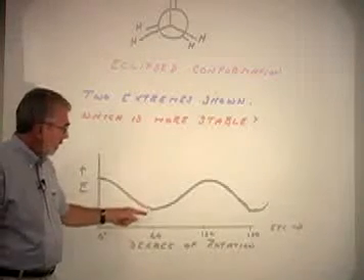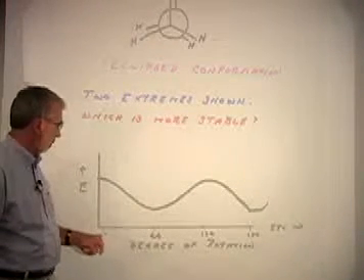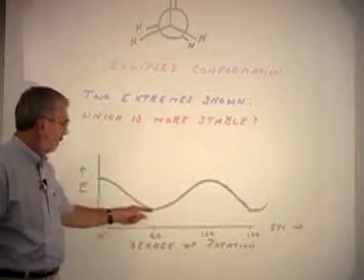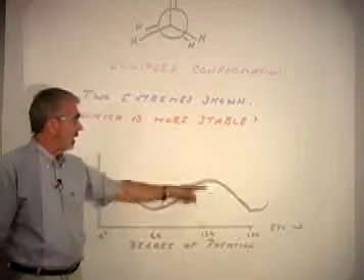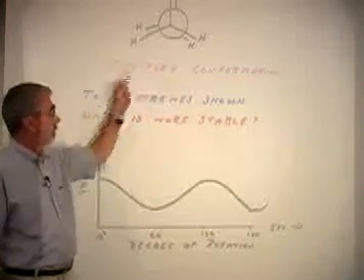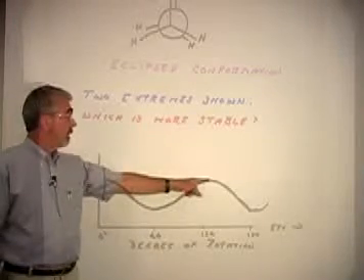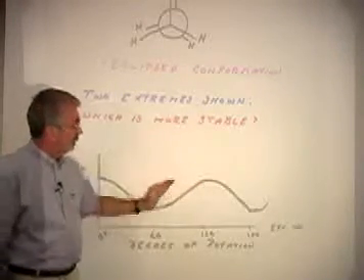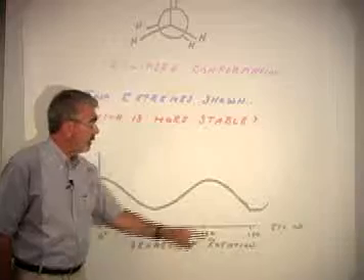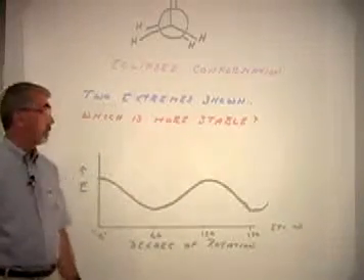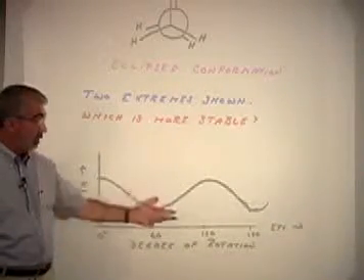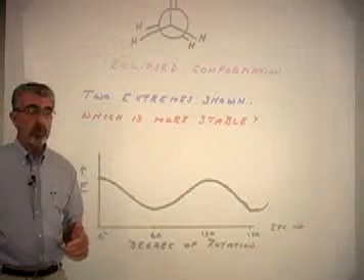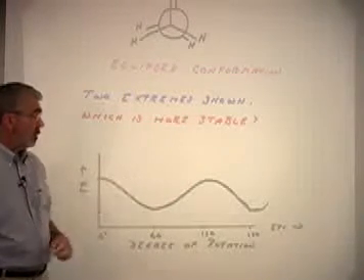If we go another 60 degrees to 120, we go back into another eclipsed conformation and the resulting energy maximum. If we rotate it yet another 60 degrees, we go to 180, and then we go into another staggered conformation, etc. I'm not going to bore you with going all the way out to 360 degrees.